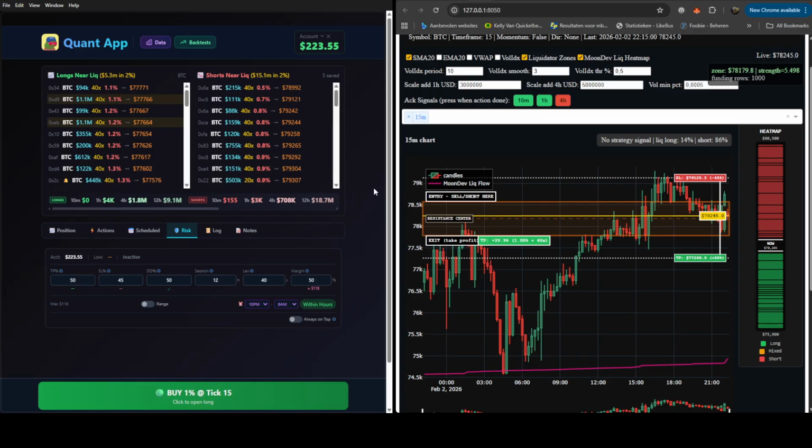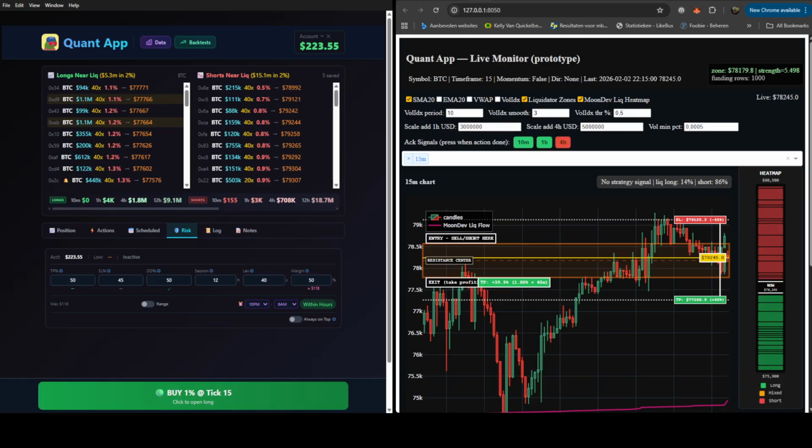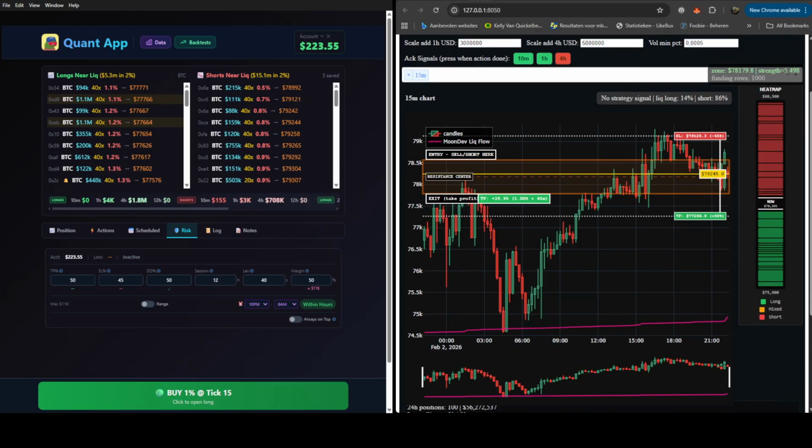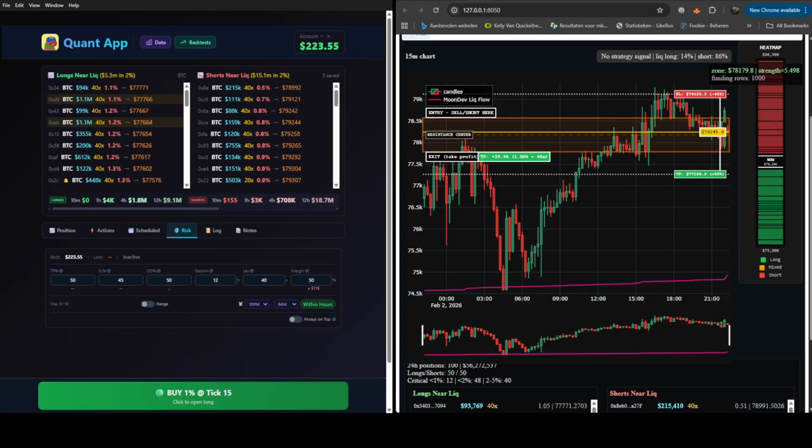So yeah, guys, if you're interested, this is the live monitor app prototype, still with new indicators, my own made indicators. Very proud of this. I hope it performs like it should. As we could see, this is the line of liquidations. It only went up, up, up, up. So this seems correct.